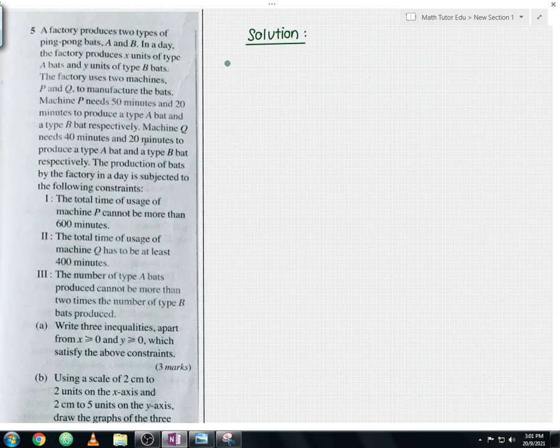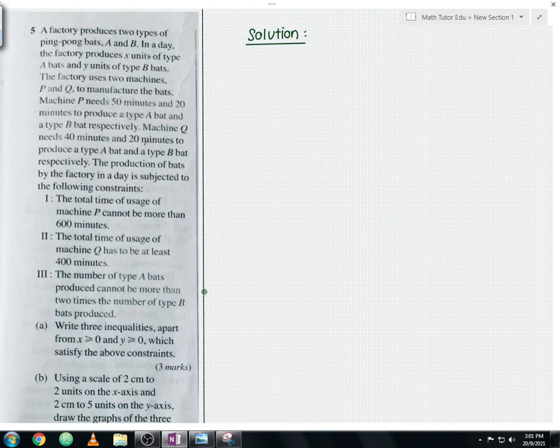The production of bats by the factory in a day is subjected to the following constraints. So let me read all the three constraints. For the first one, the total time of usage of machine P cannot be more than 600 minutes. For constraint 2, the total time of usage of machine Q has to be at least 400 minutes. For constraint 3, the number of type A bats produced cannot be more than 2 times the number of type B bats produced. Okay, so let me read the question part A now.